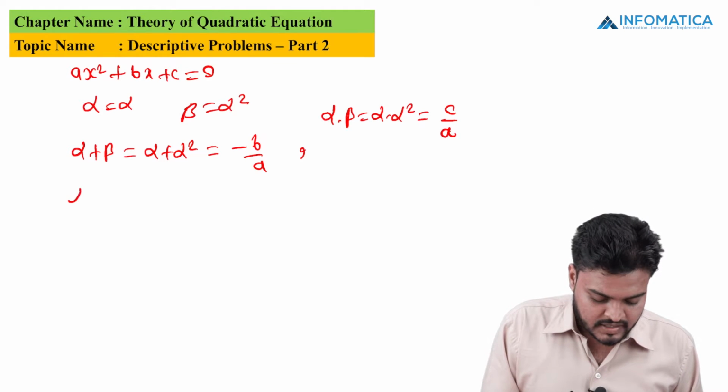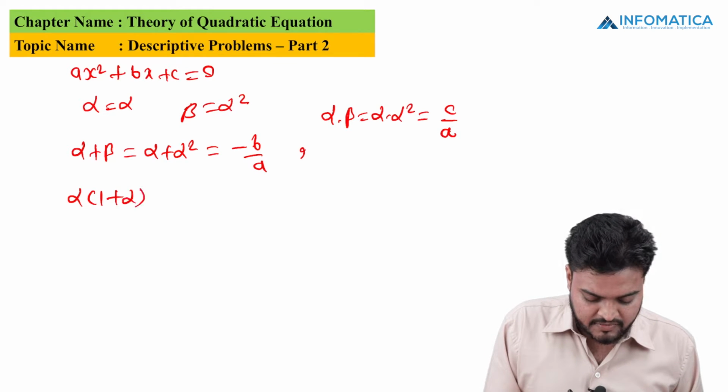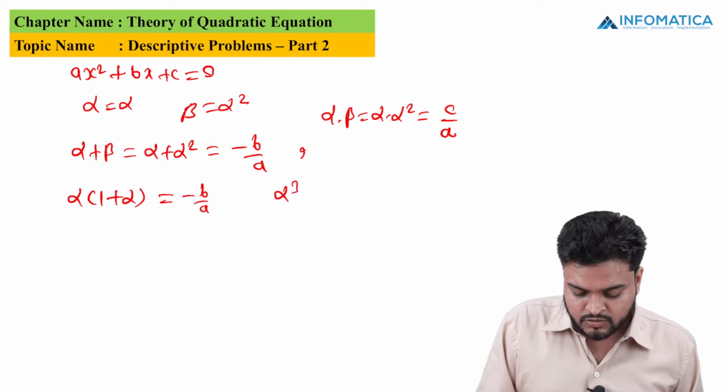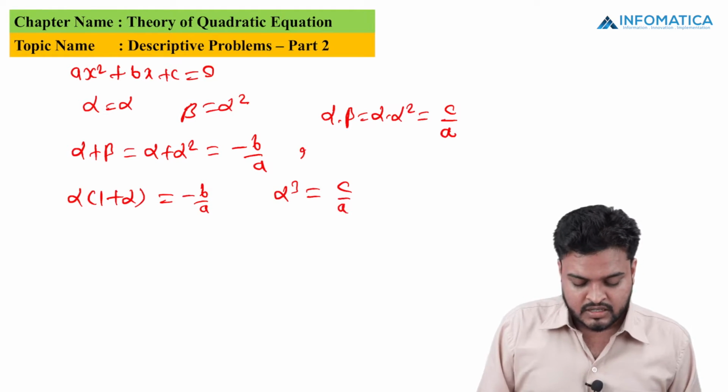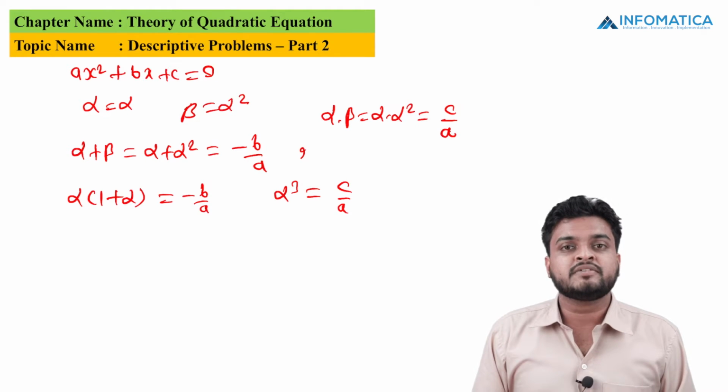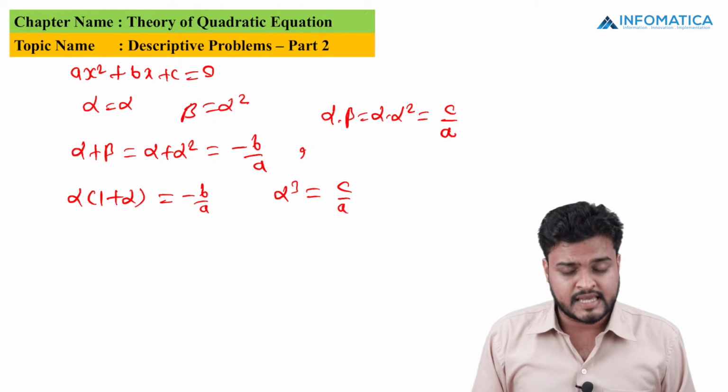So here alpha into 1 plus alpha is equal to minus b upon a, and alpha cube is equal to c upon a. What should I do here? I have to find the relation between a, b and c.